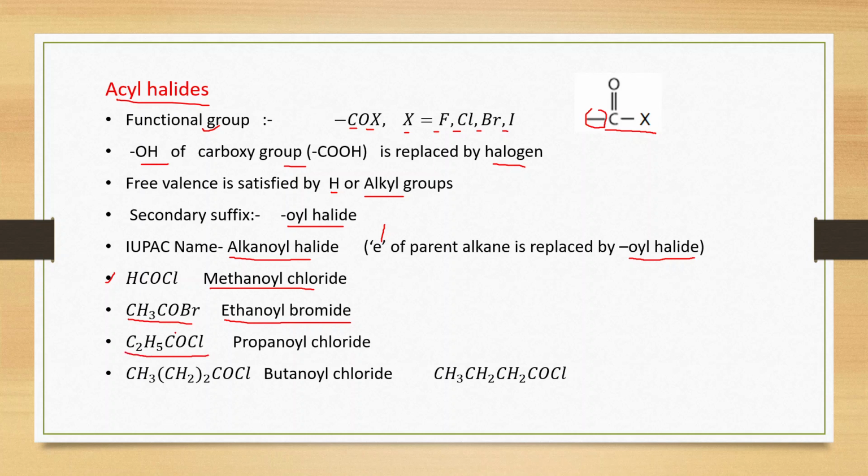C2H5COCl. 3 carbon atoms are there. This is 1 and 2 carbon atoms in C2H5. That's why propanoyl chloride. Now in this case, this is acyl chloride, and how many carbon atoms in total? This carbon is also counted in the numbering. This is 1, and these 2 in the form of CH2 are 2 and 3, and this is 4. That's why this is butanoyl chloride. You can also expand this as CH3CH2CH2COCl.